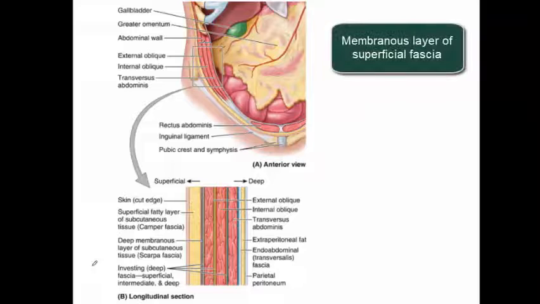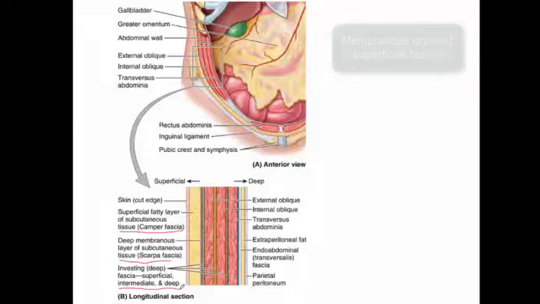Now let's move on to our next layer of the body wall, which is the membranous layer of superficial fascia. Recall that in the abdomen, this layer is referred to as Scarpa's fascia. In the perineum, it is referred to as Colles fascia. Let's look at this image to remember. First, we have the fatty superficial layer. That's the one that we just talked about. Followed by the membranous layer that is located just superficial to the investing fascia of the muscles.